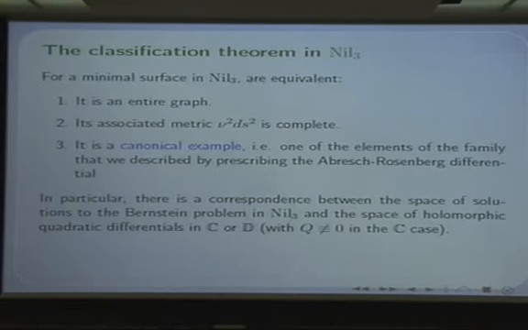In particular, you have a correspondence between the solutions to the Bernstein problem, that is the entire minimal graphs in Heisenberg, and the space of holomorphic quadratic differentials in the complex plane or the unit disk, when Q cannot be identically 0 in the case of C. Okay, this is the final picture in Heisenberg. Okay, so I want to realize now what happens for the rest of spaces.